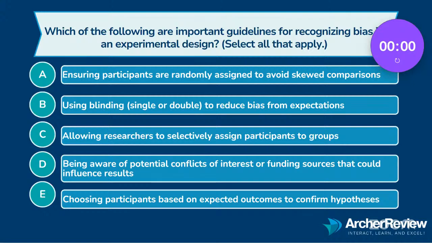Which of the following are important guidelines for recognizing bias in an experimental design? Select all that apply.